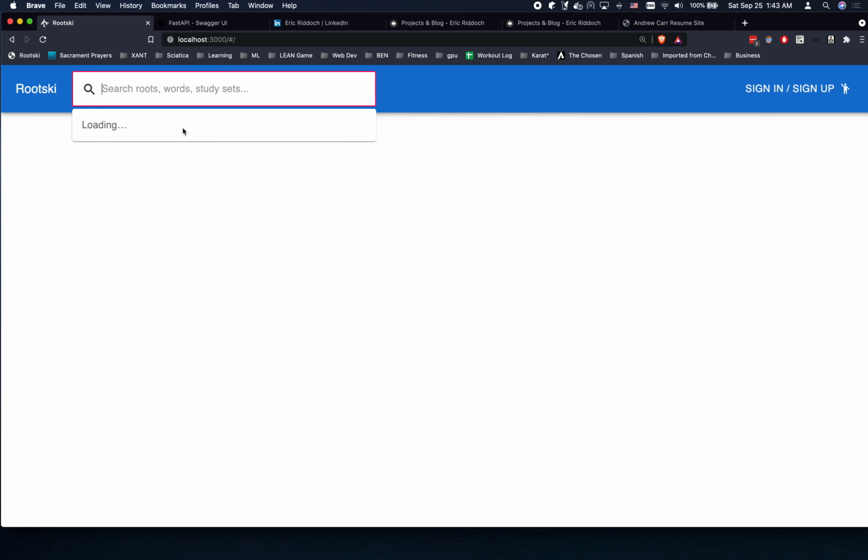And so we have this search. As you can see, there's no landing page for Rootsky, so we can't release it yet because people would have no idea what's going on. Also, this search bar is a total lie. You can't search for roots, words, and study sets. You have to search for words.